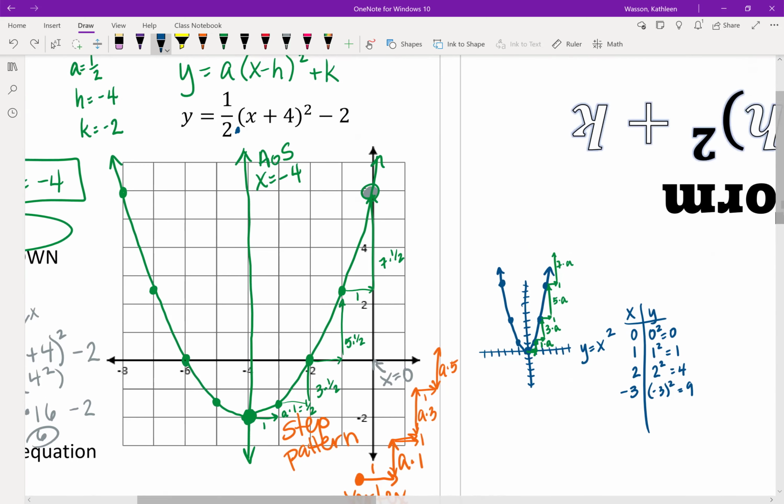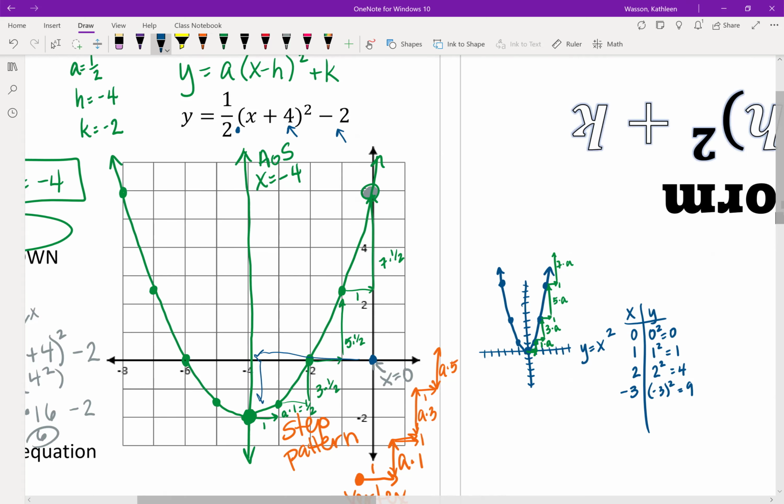That's from this. And then it shifts compared to 0, 0, where the vertex is for y equals x squared. My graph moves left 4 and down 2. That comes from these numbers here. So those are the transformations.